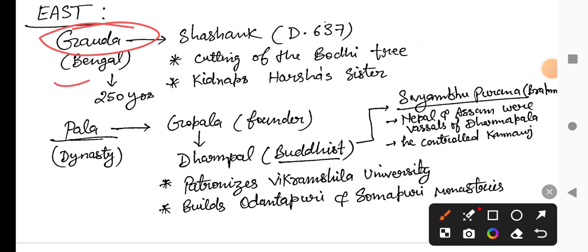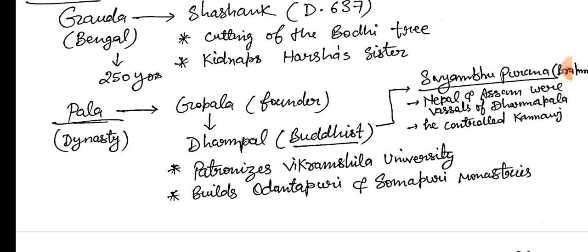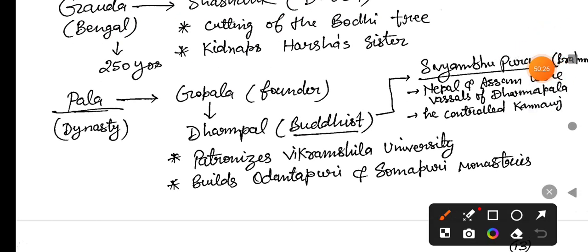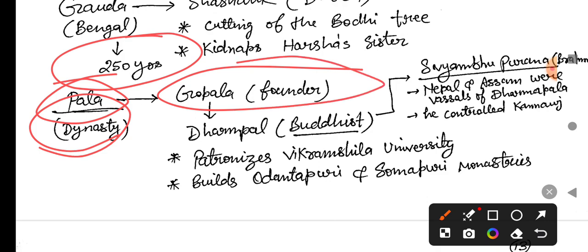Okay, and it was located in the Bengal region, and its founder was Shashanka, and it is said that Shashanka was responsible for cutting the Bodhi tree and kidnapping Harsha's sister. Okay, and the Gauda dynasty was prevalent from the early period to 250 years later. Okay, and the Pala dynasty was in the region of Bengal and Bihar, and eastern UP. Okay, and this is the Pala dynasty, and Gopala was the founder of this Pala dynasty, you can say.